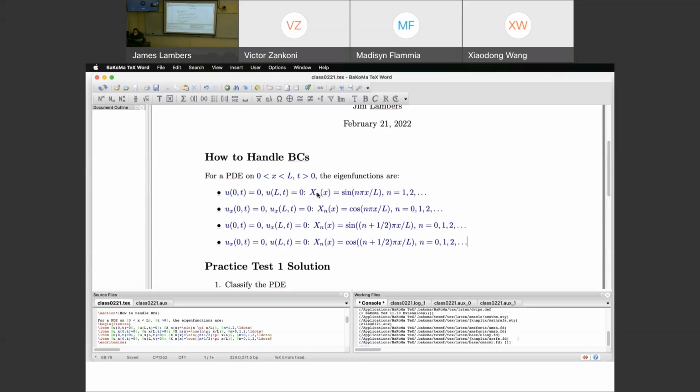And you'll see from whatever examples we have, you'd have your spatial ODE to solve, and then your temporal ODE to solve. So the spatial ODE, the solution is going to be one of these.